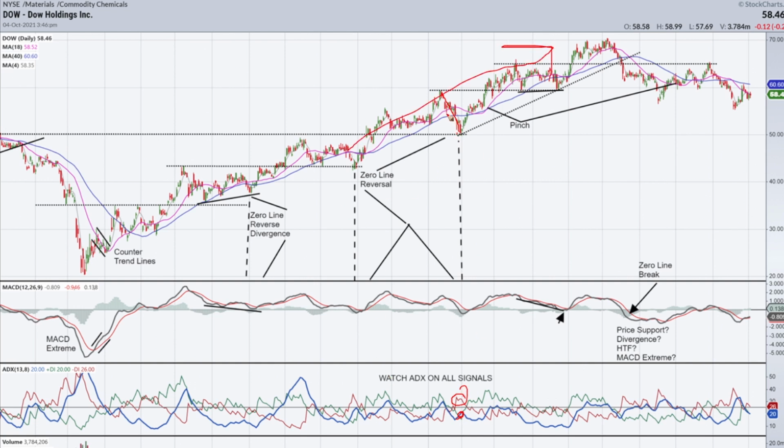And so you want to keep looking for pullbacks to support these zero line reversals, especially when you have a rising ADX, a rising 18-week right underneath you. So these are the types of things we want to be on the lookout for. Lots of different signals. Hope this helps. So anyway, let's go ahead and look at some individual stocks and do some analysis.